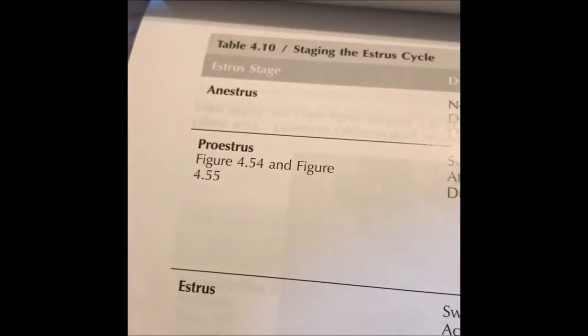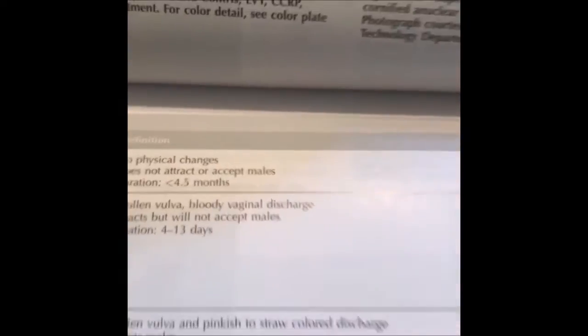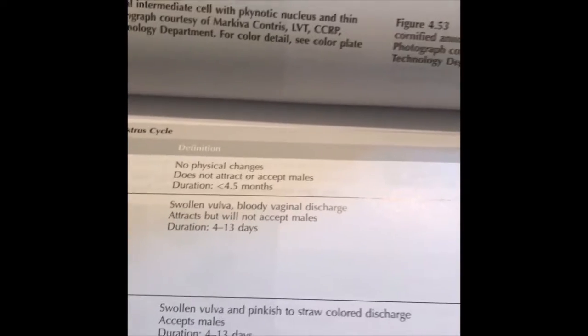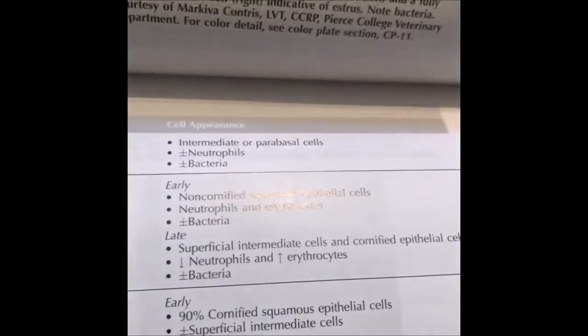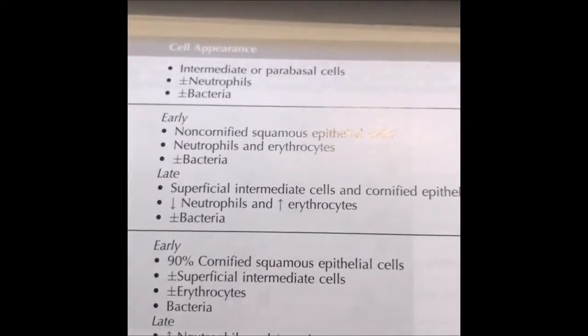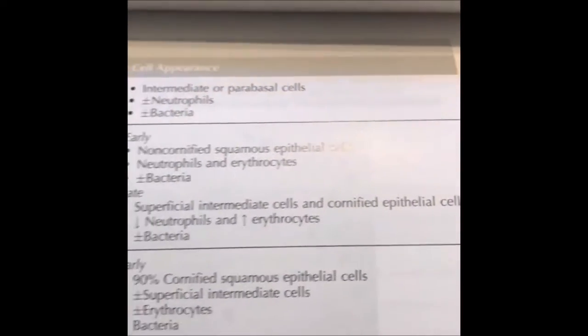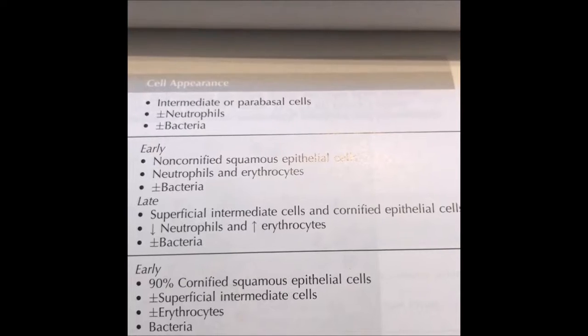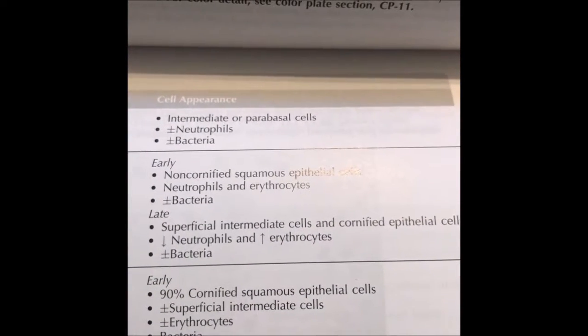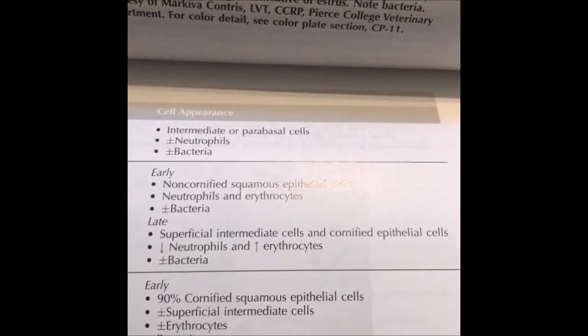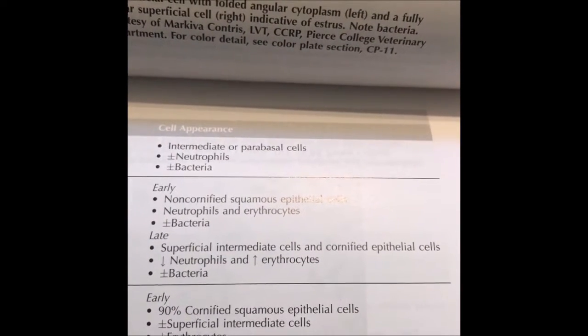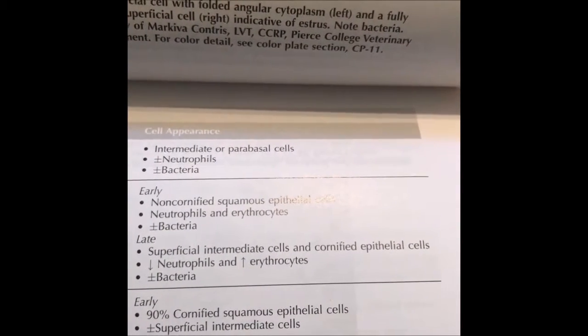Next stage would be proestrus, swollen vulva, bloody discharge. The female attracts but will not accept the male. So early, we're seeing non-cornified squamous epithelial cells, neutrophils and erythrocytes, and bacteria. And then late, there's superficial intermediate cells and cornified epithelial cells. Lower neutrophils, higher erythrocytes, and bacteria.